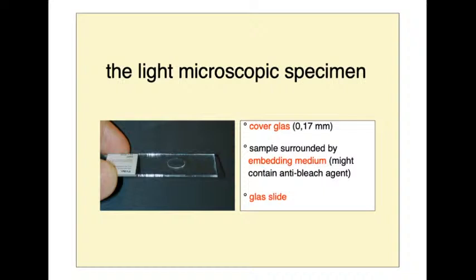So light microscope specimens look like this. You have a cover glass sample surrounded by embedding medium containing anti-bleach agents, and you have a glass slide like this. You can see.